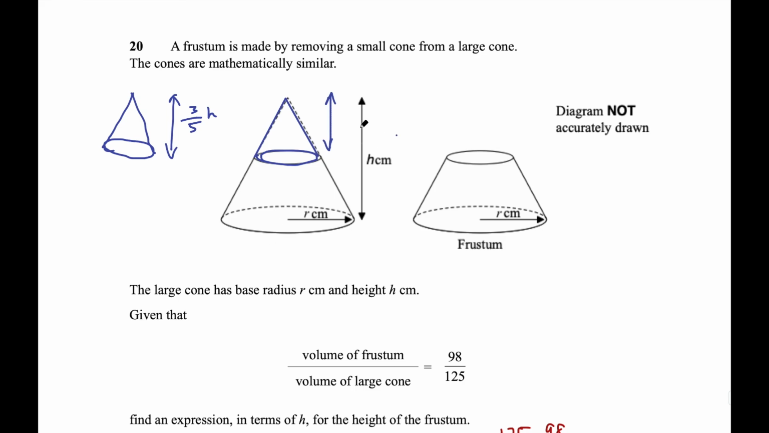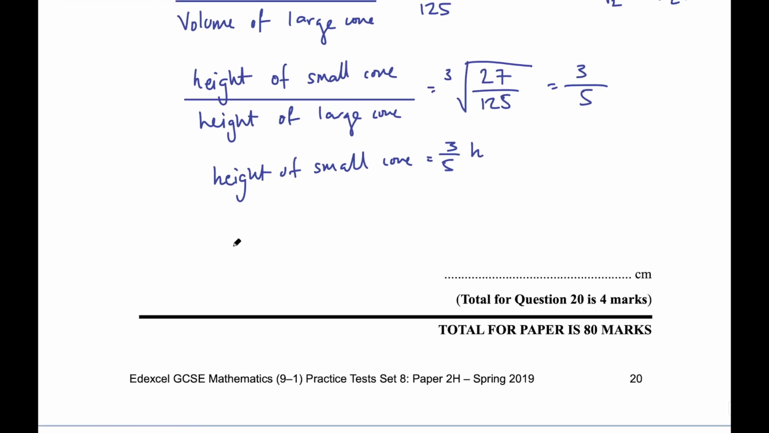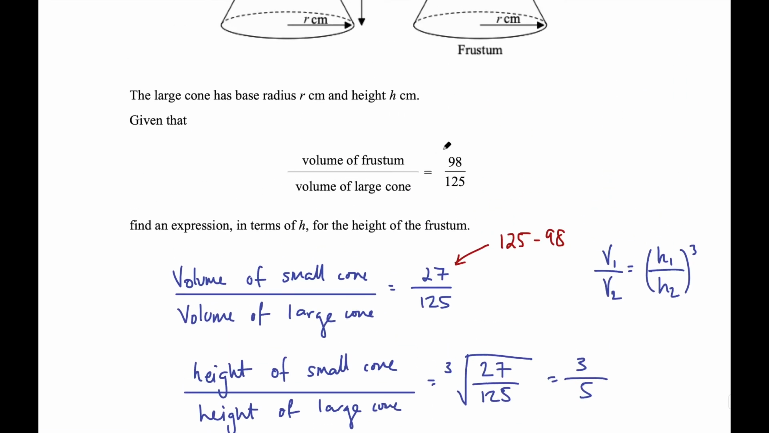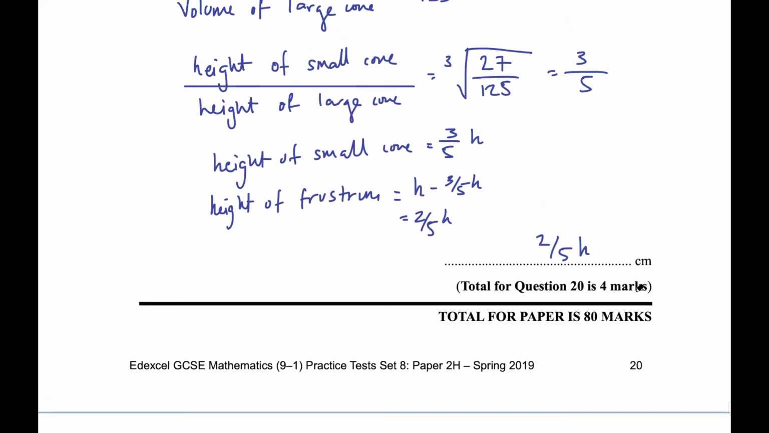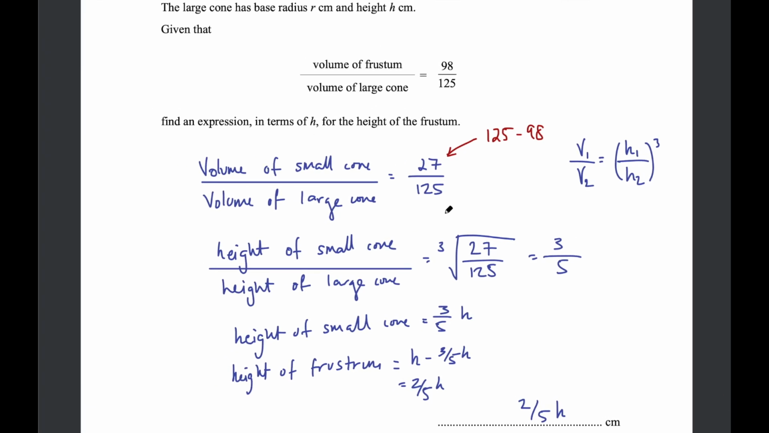That's 2/5 h. Okay, so then, therefore, the height of the frustum, so let's just write this down so we're showing all of our working out. The height of the frustum equals h take 3/5 h, which is 2/5 h. So 1 take 3/5 essentially. You're left with 2/5. So an expression in terms of h, 2/5 h centimeters, because all of these were in centimeters. Okay, that was question 20 for 4 marks. Fairly difficult first step, I think, for that one. But if you know about your similar three-dimensional shapes, the rest, I think, should be okay. And that's the end of the paper.